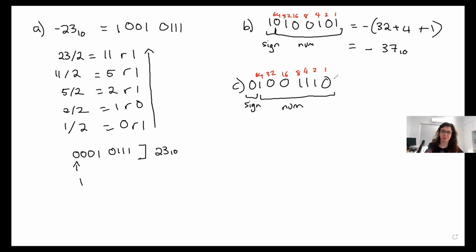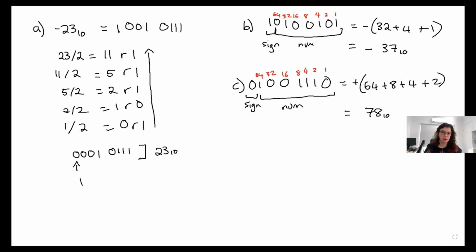Cool. So we go through and we see which ones are switched on. So we've got positive this time, 64 plus 8 plus 4 plus 2 are the place values that have a 1. And that's going to give us 78. So positive number that time, even though it's a signed magnitude system, we can still have both positive and negative numbers. It all depends on that first bit.